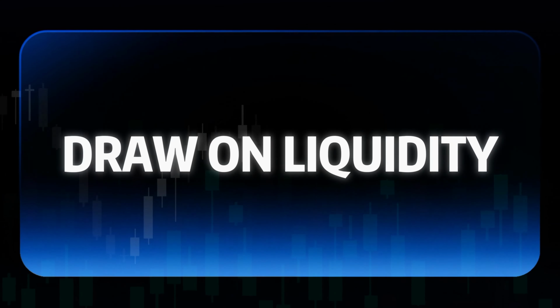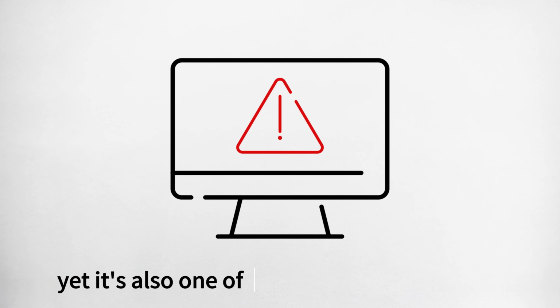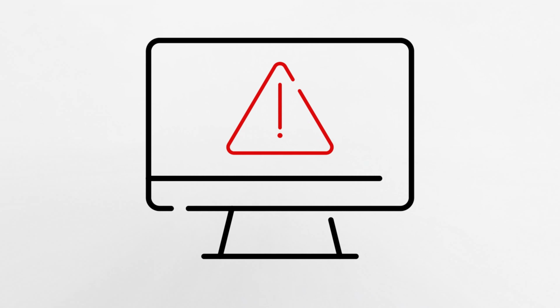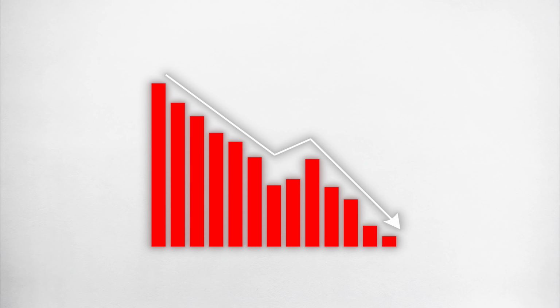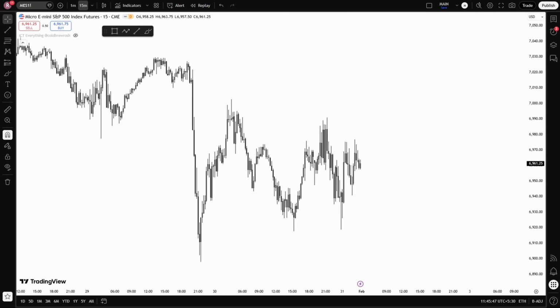Draw on liquidity is one of the most important concepts in ICT trading, yet it's also one of the most misunderstood. Most traders struggle to identify the correct draw on liquidity, leading to poor bias and losing trades. In this video, I'll walk you through a simple and repeatable process to identify the correct draw on liquidity step by step. So, the draw on liquidity is the main reason the market actually moves.